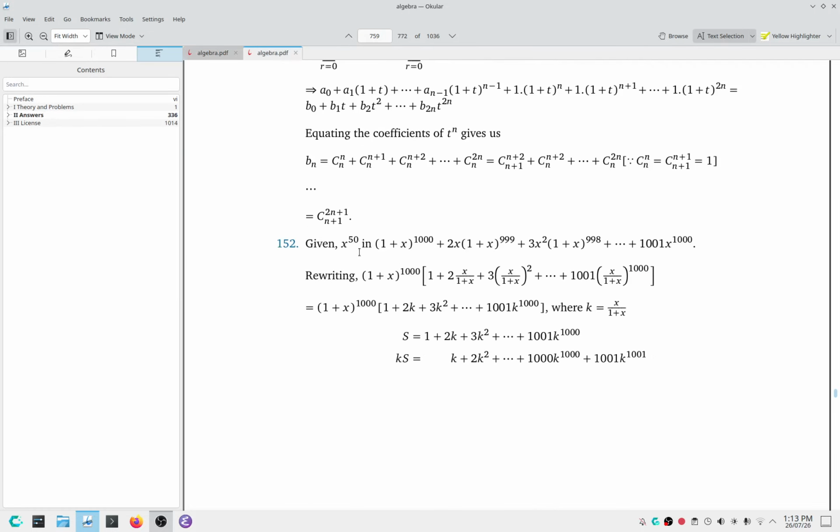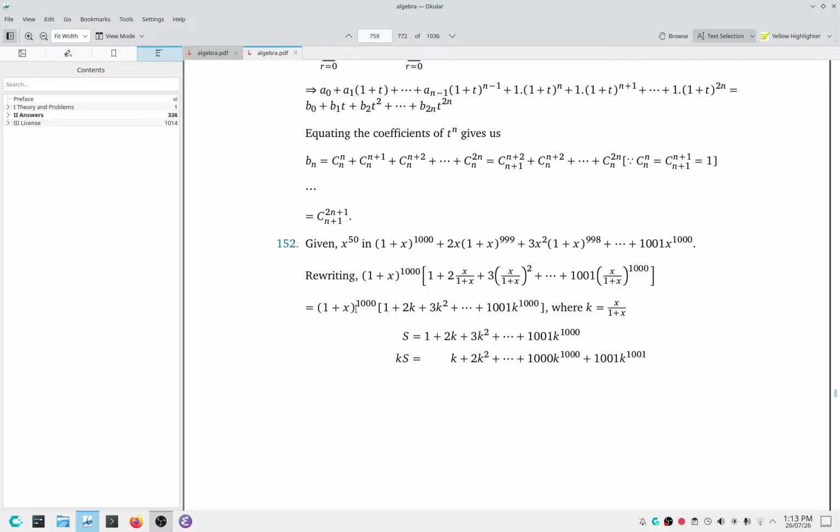So what we do is we rewrite this and we take (1 plus x) to the power 1000 outside. So this becomes 1 plus 2 times x upon (1 plus x) plus 3 times (x upon 1 plus x) whole squared and so on up to 1001 times (x upon 1 plus x) to the power 1000. We let k equal to x upon (1 plus x).